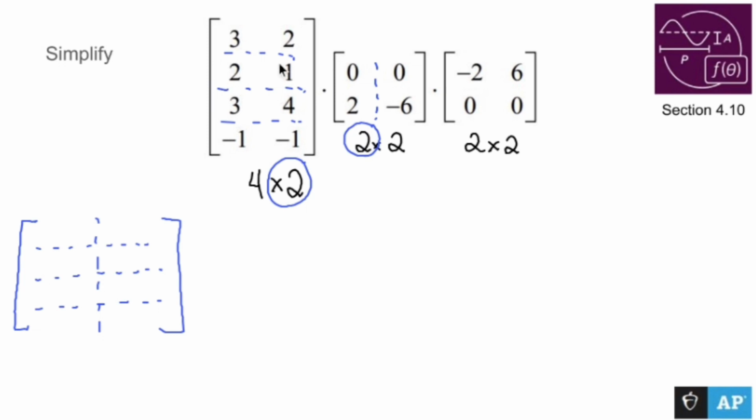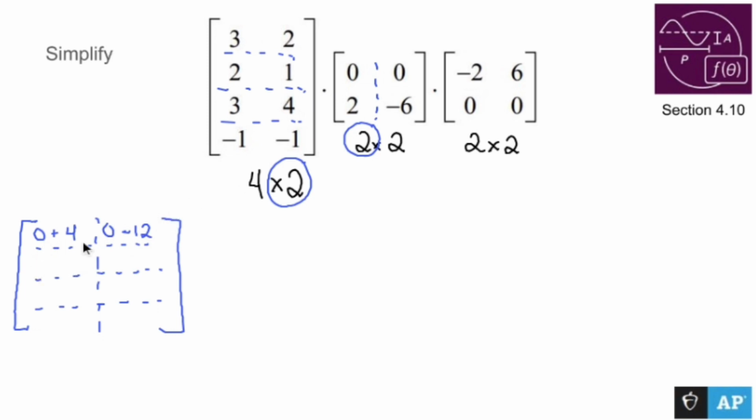Now, when you apply the matrix multiplication, you look at this guy, first row, and this guy, first column, and you multiply the first two elements. So 3 times 0 is 0, and then you add the product of the second two elements. 2 times 2 is 4. Then you repeat the process. First row, second column: 3 times 0 is 0, 2 times -6 is -12.